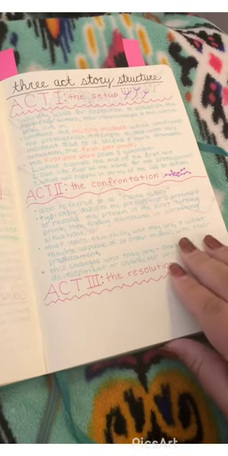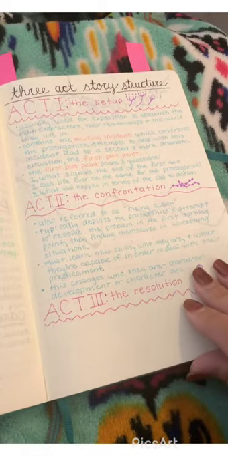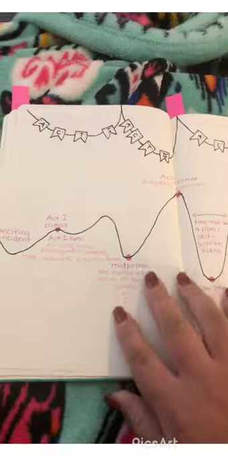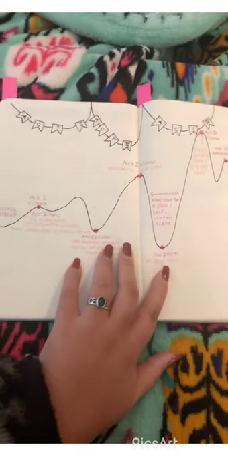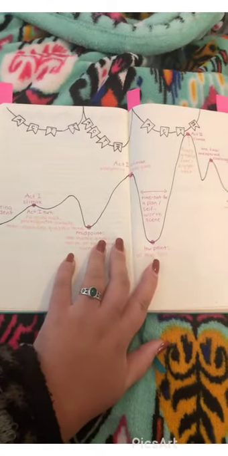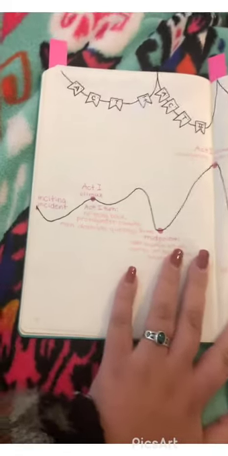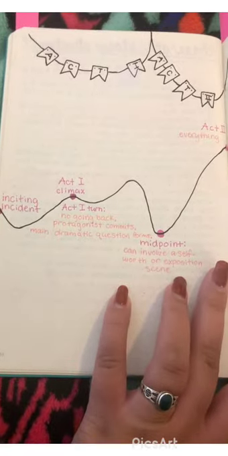I wrote down the 3-act story structure, but then forgot to write down Act 3. And then I did a little, oops, I should probably keep it this way. I did a little story structure thing in more of a graph sort of layout.